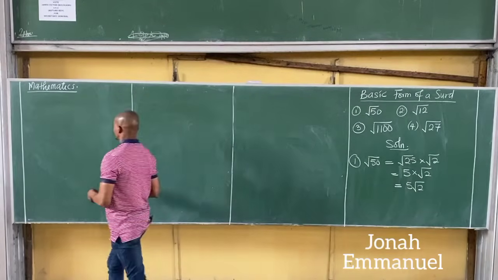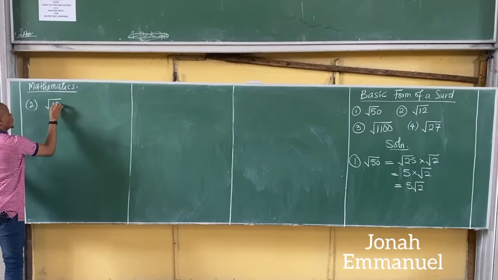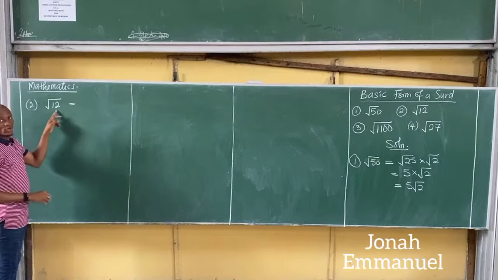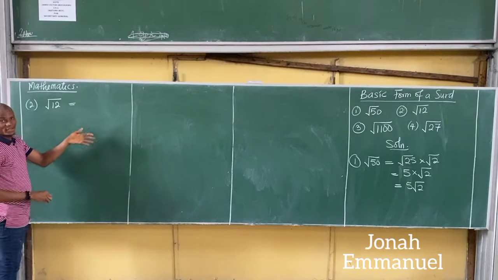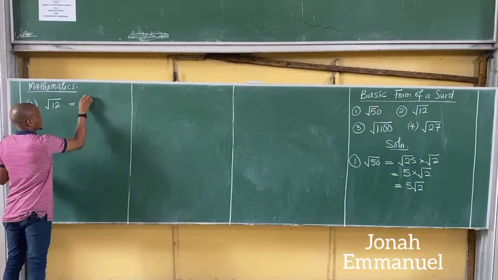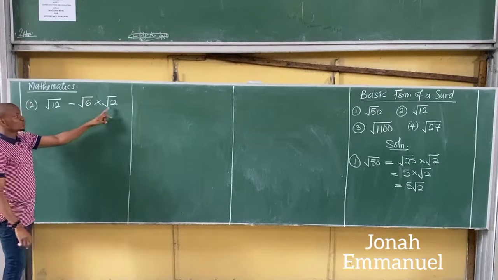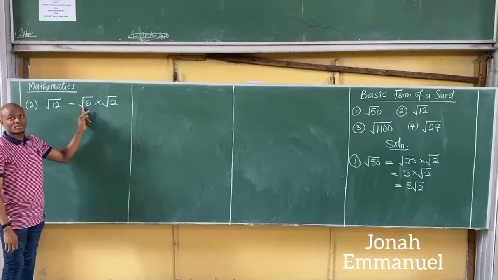Example 2. If I have root 12, obviously I'm starting with 2. Can 2 divide 12? Yes. This now becomes what there? Root 6 times root 2. Root 2 is in its basic form. I can still break down 6.